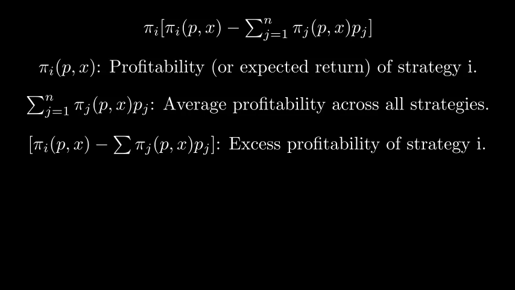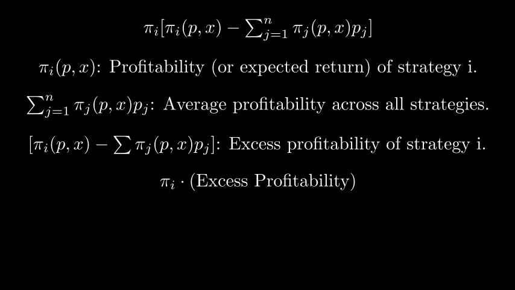Now, let's look at the difference between these two parts. This subtraction calculates the excess profitability of strategy I. It answers the question, how much better or worse is my strategy performing compared to the market average? If this value is positive, our strategy is a winner. If it's negative, it's a loser. Finally, we multiply this excess profitability by the strategy's current market share, pi sub I.